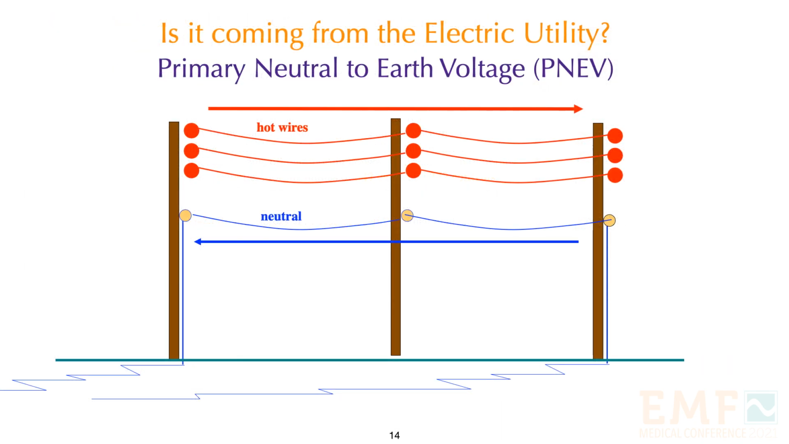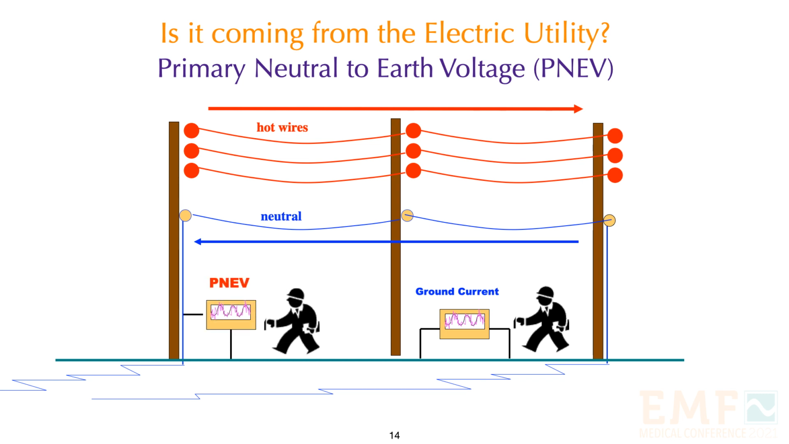Another way to determine if the source is the electric utility is to measure the primary neutral to earth voltage. Once we know that there is a ground current problem, then we can measure the electrical potential difference between the primary neutral on a distribution line and the earth. A third verification is that the frequency fingerprint will be similar for both measurements.